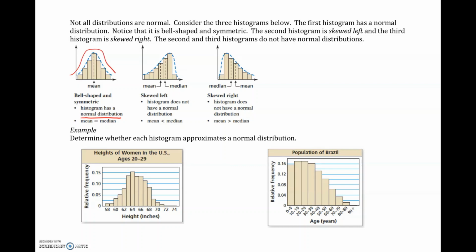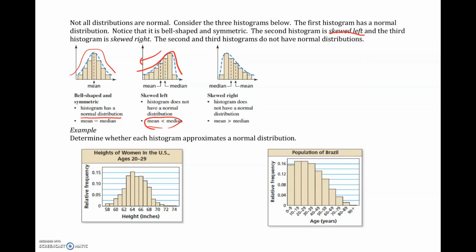Versus if you look at the second histogram, we call this skewed left. Why is it skewed left? Because there's a longer tail on the left. You can see how it's much longer going to the left. The mean is more toward the left, on the left of the median. So here the mean is less than the median. It does not have a normal distribution.